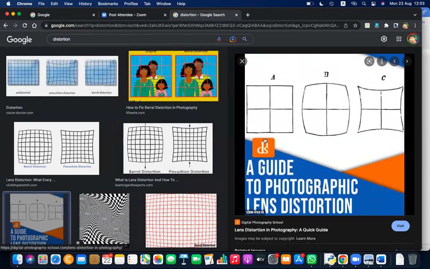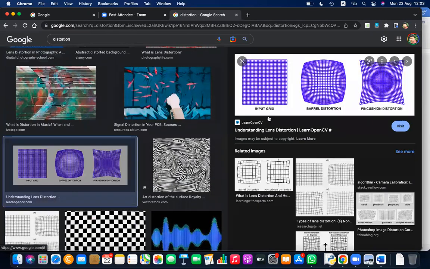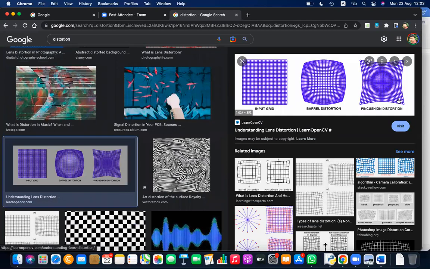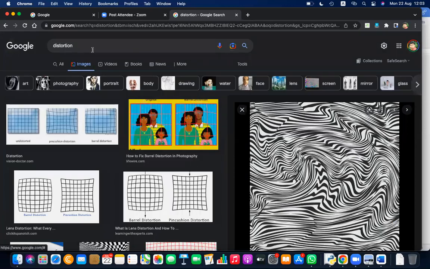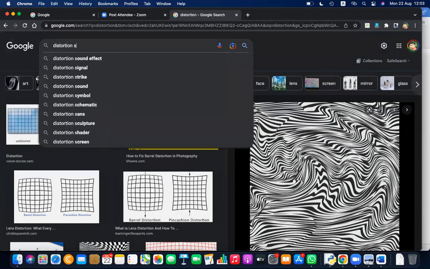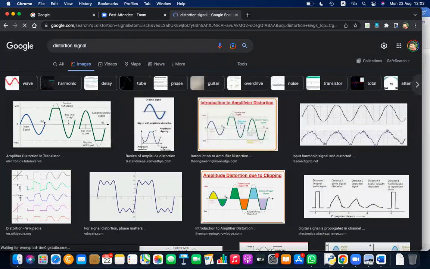The original image is square, but this is distorted. The shape of the signal has changed. Right? This is the original input, and you can see the distortion. This is distorted. Similarly, distortion can happen to signals. So signal distortion is when there is an original signal.